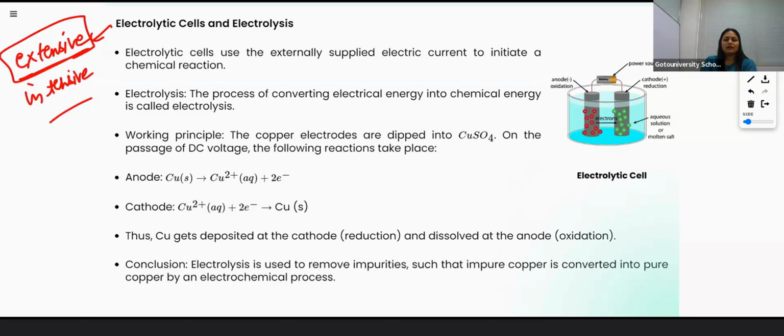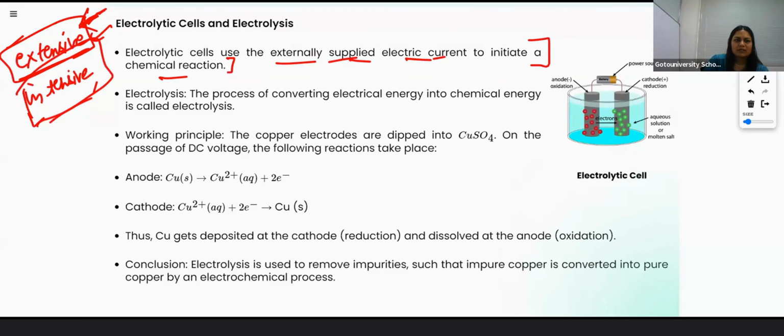The reading, or say the calculation, for an electrolytic cell varies with this extensive feature, like how much current is flowing into the cell. If it's flowing at high speed, the conductivity or the intensive reaction would be high, right? So electrolytic cells use externally supplied electric current to initiate chemical reactions. Generally it depends on the extensive condition, that is, the amount of electric current being passed through the electrolytic cell, so that the chemical reaction takes place inside the cell.